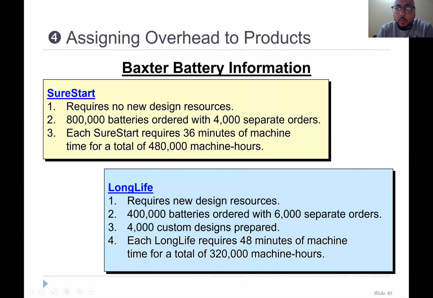So we are going to continue our Baxter battery example. So guys, can you hear me? Yeah, I can clearly hear you, sir. Good, good.